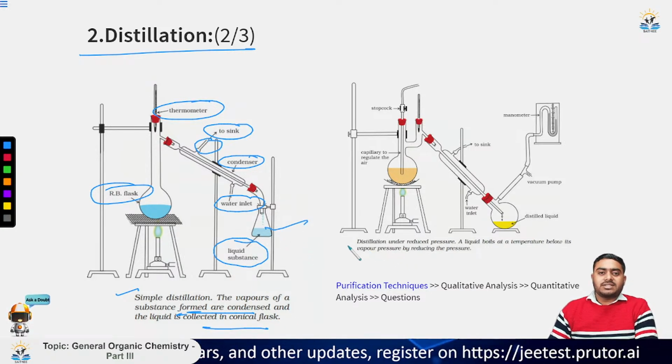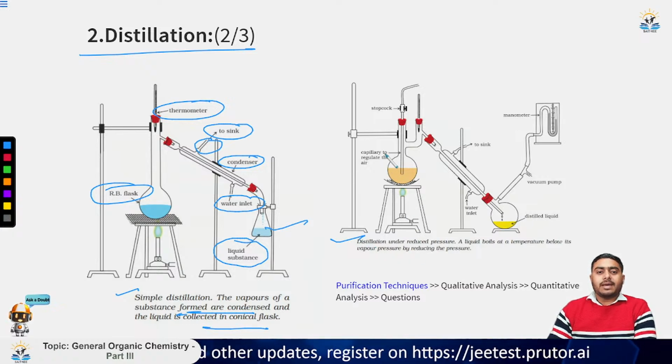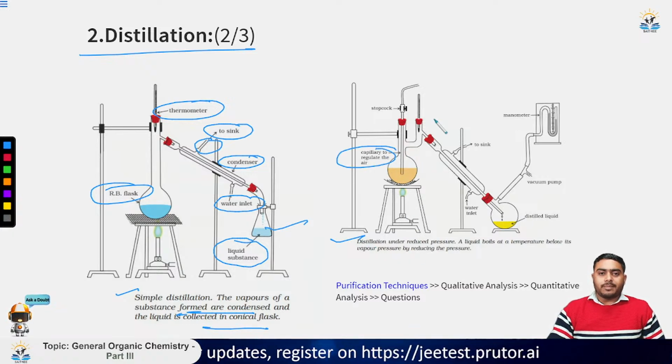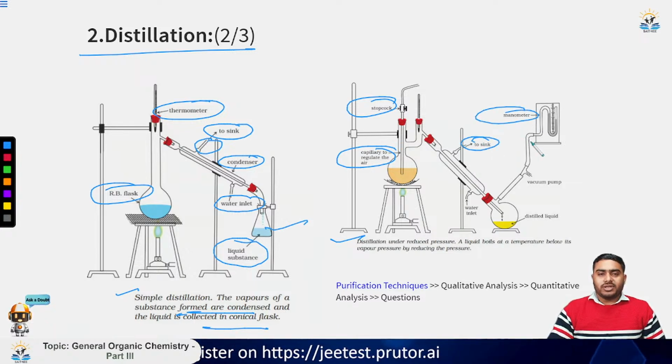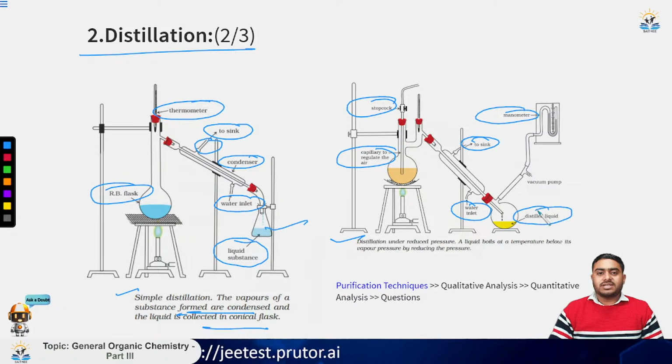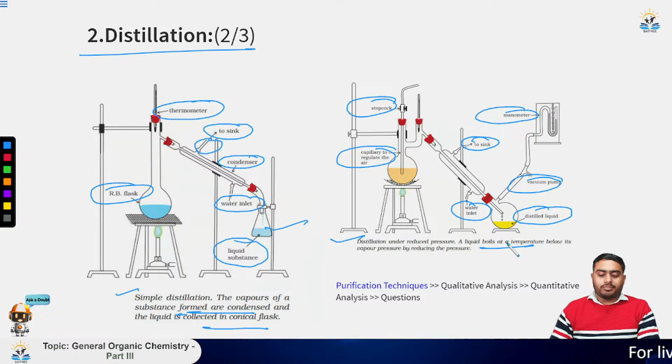In this case, distillation under reduced pressure, you can see the capillary to regulate the air. This is the capillary, this is the stopcock, and this is the manometer to measure the pressure. This is the water inlet, this is the distilled liquid, and this is the vacuum pump. So a liquid boils at a lower temperature by reducing the pressure.